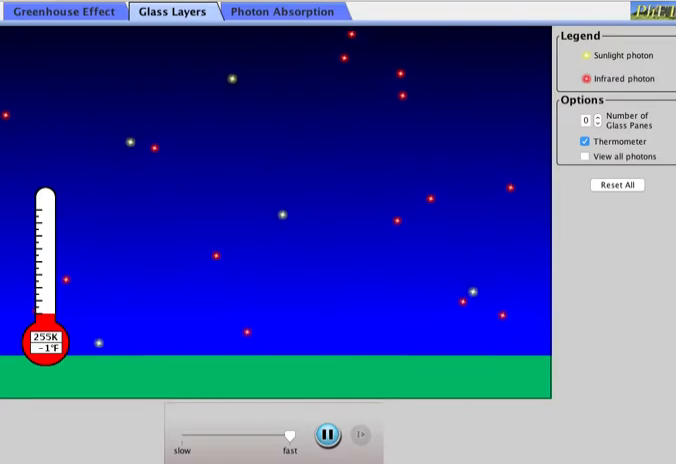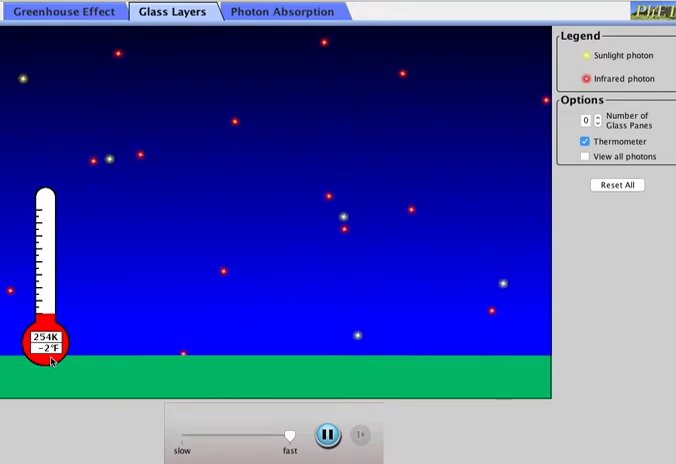So looking here, we can see that sunlight in the visible spectrum is represented with yellow and heat is represented with red. And over on the bottom left, we have a thermometer. We'll only be concerned with the degrees Fahrenheit. So here we have no greenhouse effect, and we're at -2 degrees Fahrenheit.